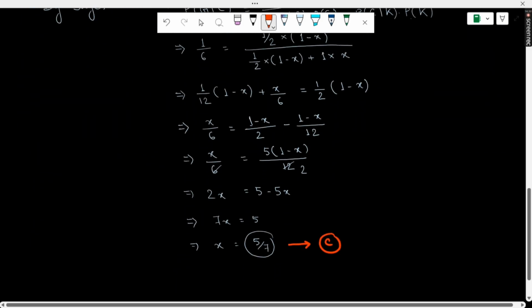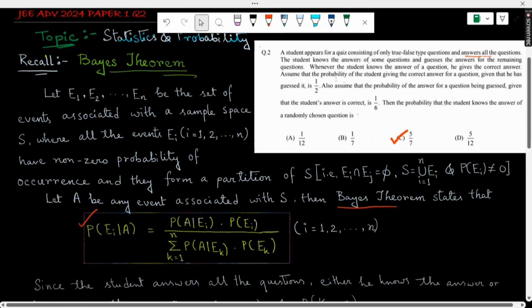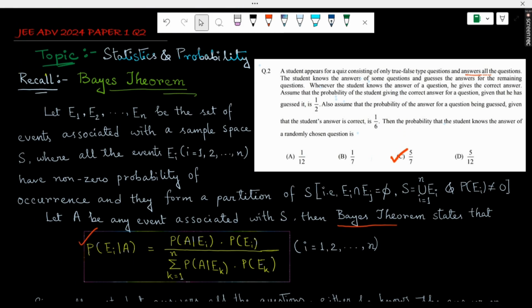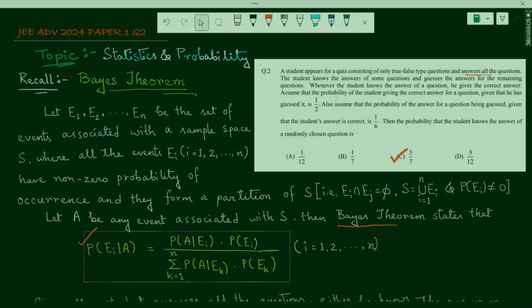So what we have used here is the Bayes theorem. When conditional probabilities are given, we should use Bayes theorem. In maximum cases, maybe just the law of total probability, or just using conditional probability, we can get the answer, but Bayes theorem is the combination of these two, so this type of question comes more.